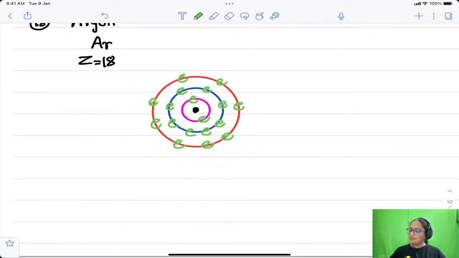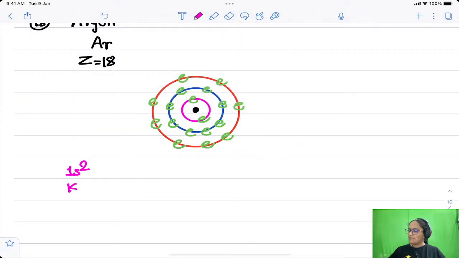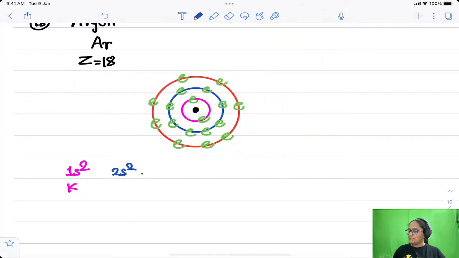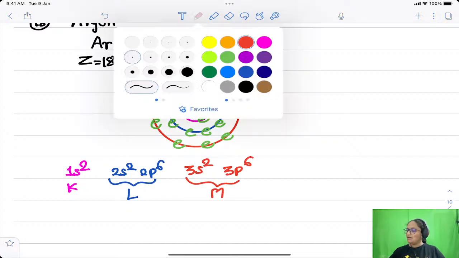Let us see the electron configuration. So first of all I will write down for K shell, it is 1s2. Then I will write down for L shell, it is 2s2, 2p6, right? Then I will write down for the M shell, that is 3s2 and 3p6, right? Yes, so this is the electron configuration for argon.